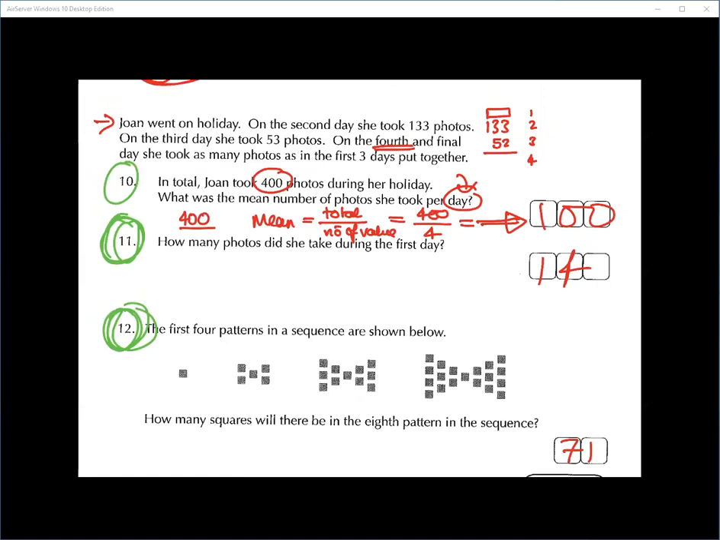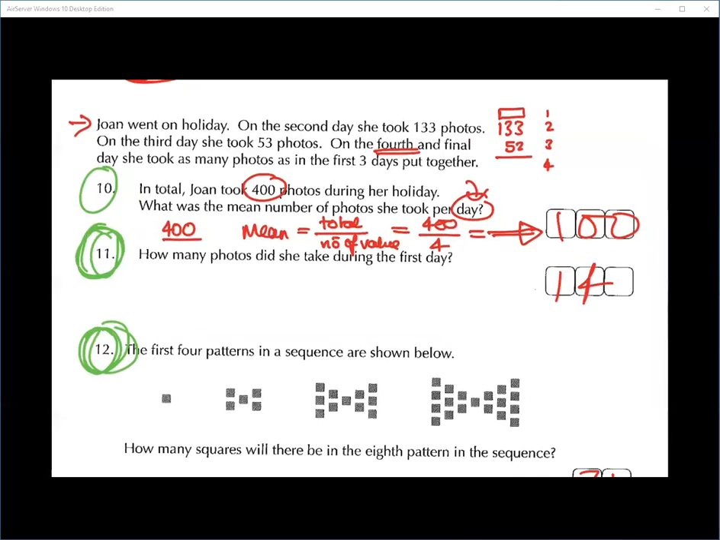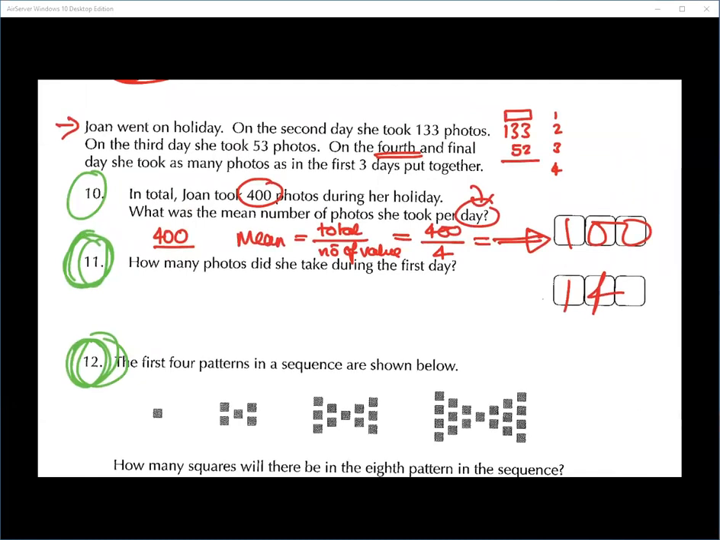How many photos did she take during the first day? That's the part where we have to use our brain cells. It says that on the fourth and final day, she took as many photos as in the first 3 days put together. So do we know how many she took in the first day? No. Okay, let's put X over here. So X, it says here, on the fourth and final day, she took as many photos as in the first 3 days put together. So X, add 133, add 53.